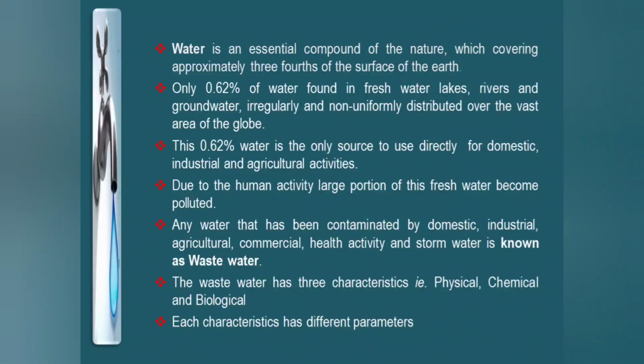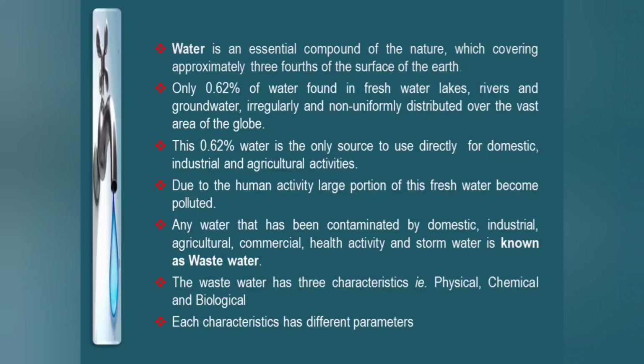Water is an essential compound of nature, covering approximately 3/4 of the surface of the earth, and in that, only 0.62% of the water is found in freshwater lakes, rivers and groundwater, which are irregularly and non-uniformly distributed over the vast area of the globe. And this 0.62% water is the only source for human beings to use for domestic, industrial and agricultural activities.